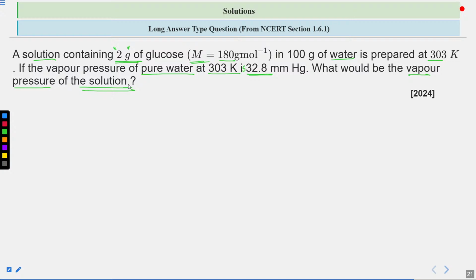Okay, so here in this question we are using the vapor pressure concept. This question has been asked in the CBSE in the year 2024. If you have some time, go through it, think about this. After that, we will see the correct answer.